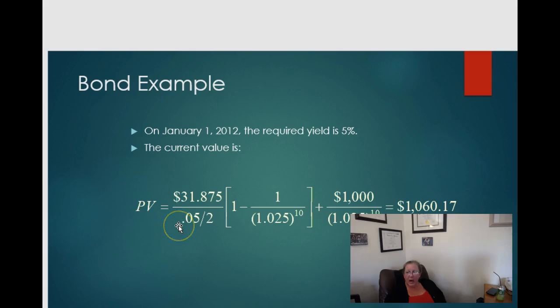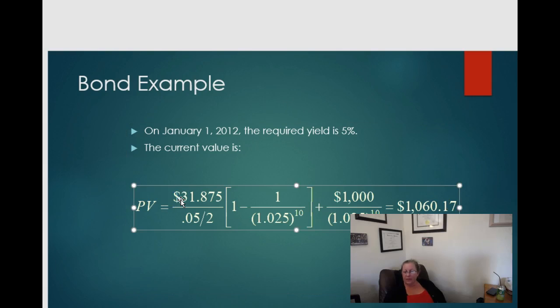Because it has a higher rate than the market rate, you're going to be able to charge a premium. You're going to be able to charge a little bit more. Now, had this rate been higher, you would see the opposite, and I think we have an example of that coming up. So we call this a premium bond. You're able to charge a premium because your interest rate is higher than the market rate.